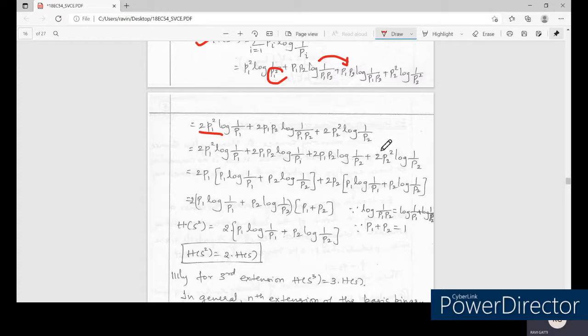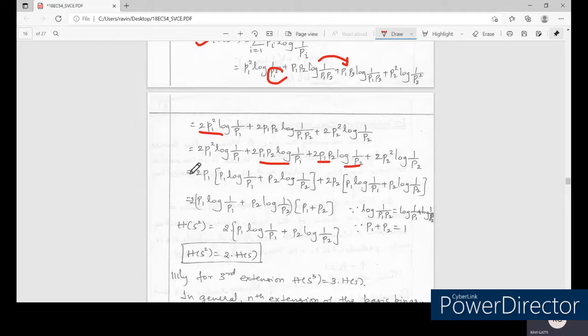Now what we are going to do is split this log 1 by P1 P2. We know that log of mn is nothing but log m plus log n. So that property we are applying, and we get log 1 by P1 plus log 1 by P2 over here.